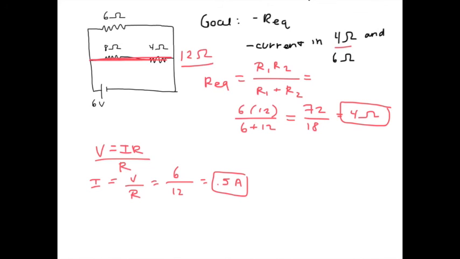For the current in the 6 ohm portion, we'll use the same equation, V equals IR, or I equals V over R. Plug in the new values, and I is equal to 6 over 6, or 1 amp.